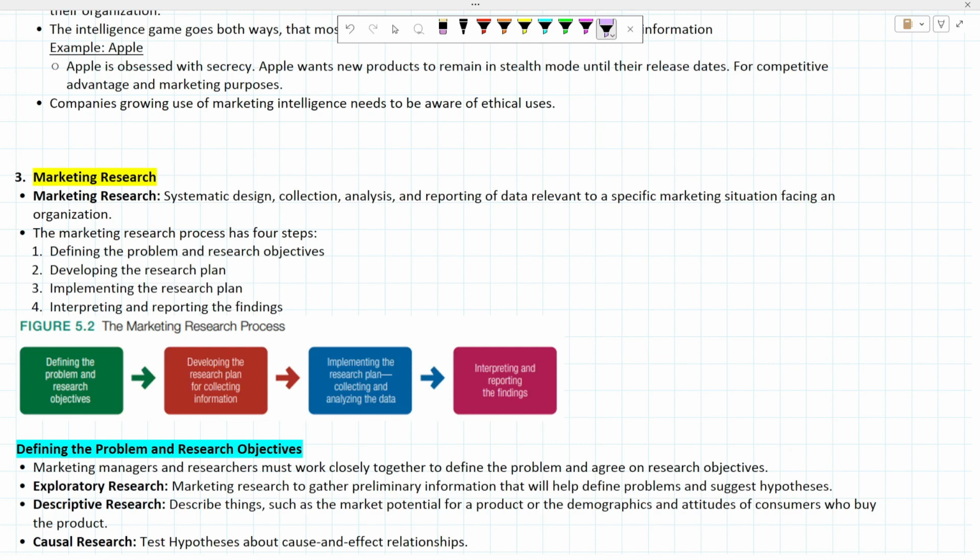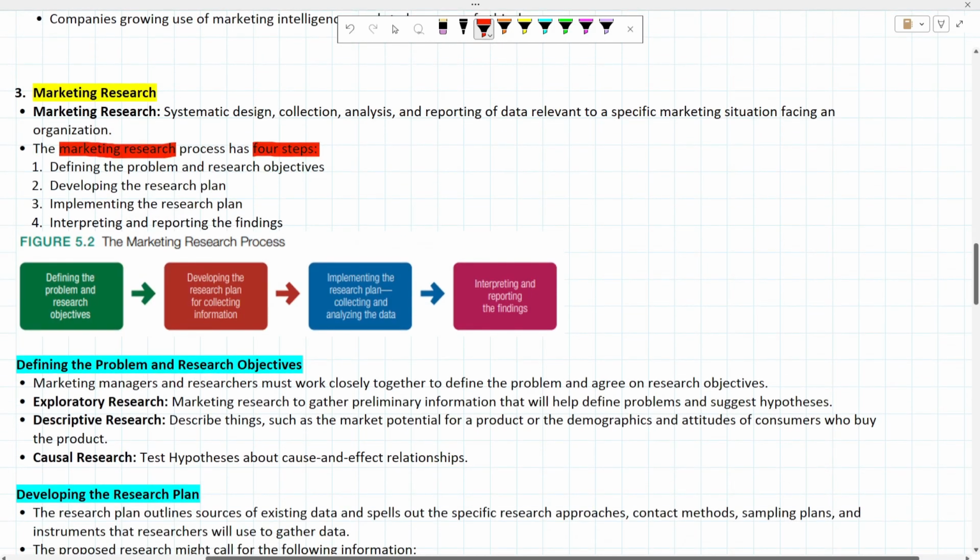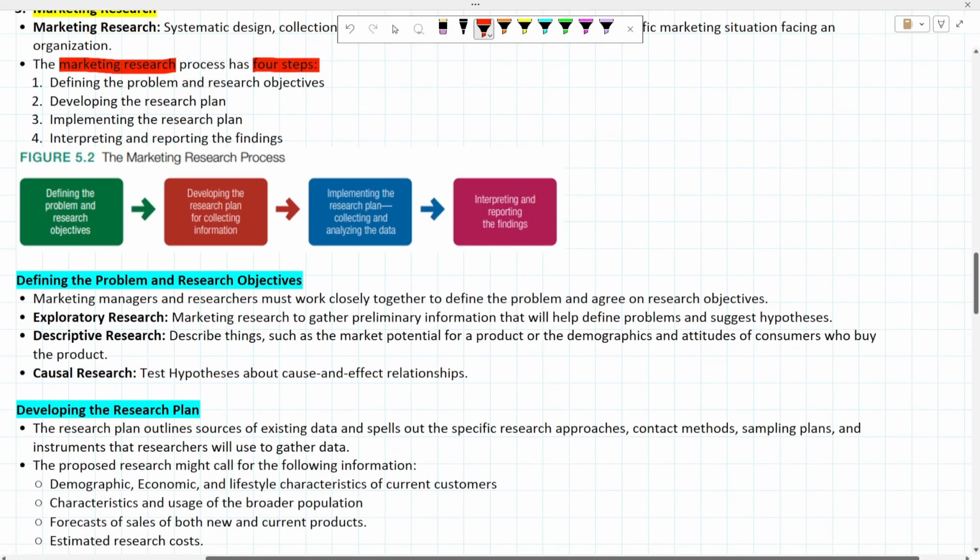So this is the marketing research process. Let me just highlight the marketing research process, 4 steps. You can see in the diagram right below, these are the 4 steps. So let's start and explain them. Defining the problem and research objectives. Marketing managers and researchers must work closely together to define the problem and agree on research objectives.